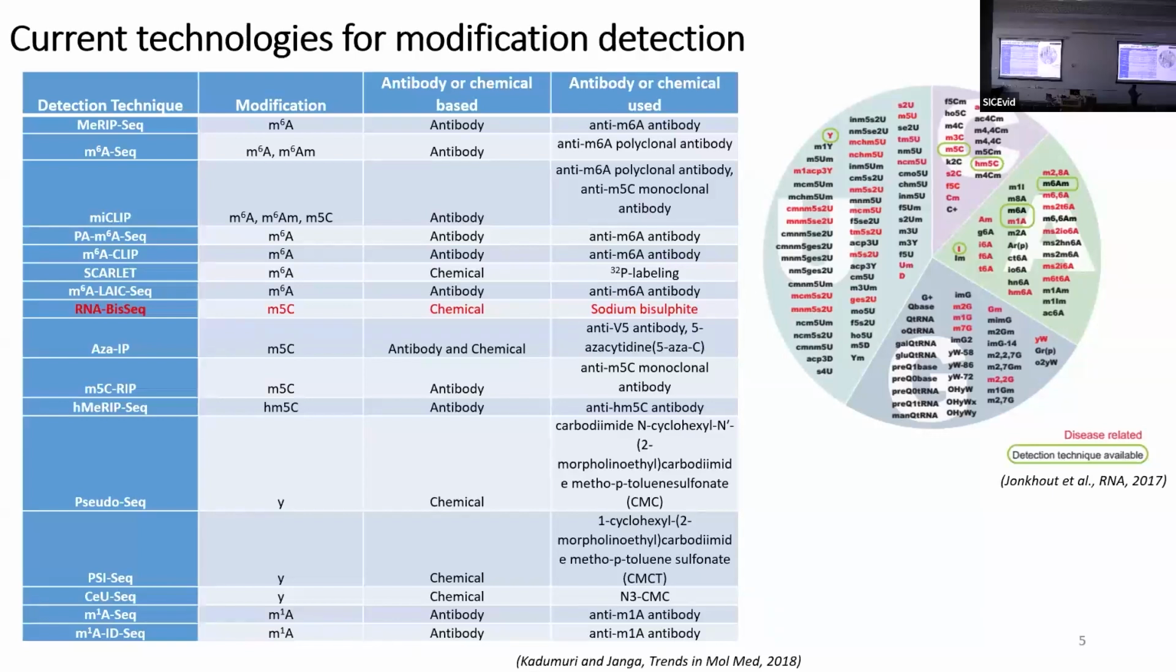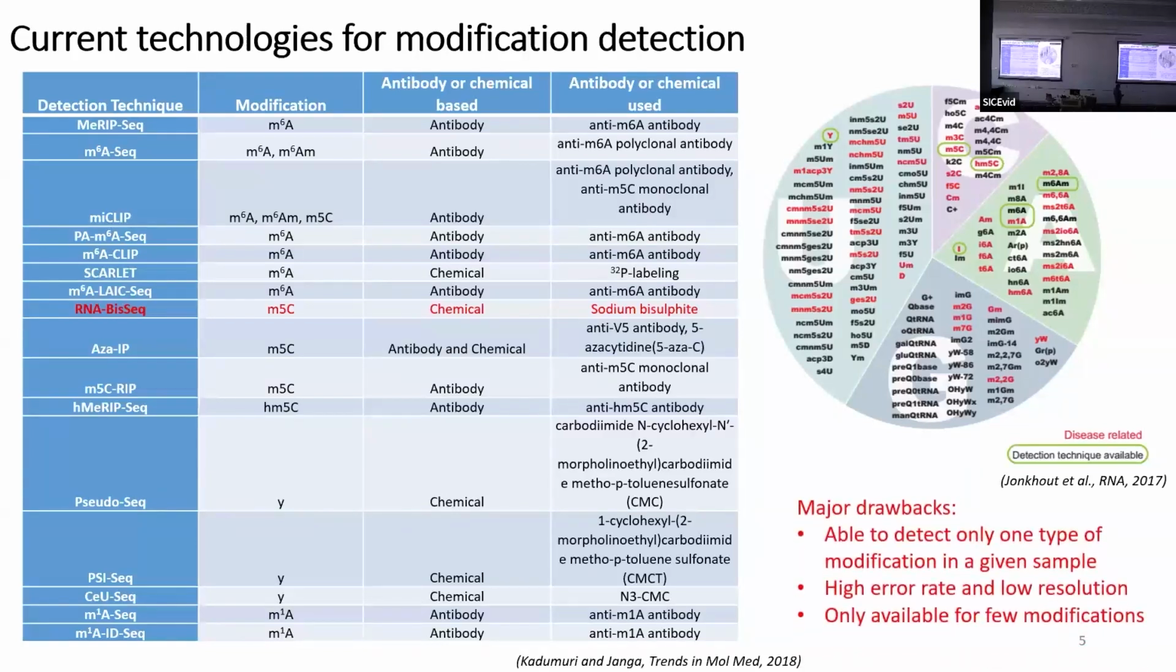In terms of diseases, this chart shows you what are the diseases. The diseases are marked in red. All these modifications in red have been documented to be associated with some disease. Now, the modifications for which techniques are available are circled in green. You would see that there are very few modifications for which detection techniques are available, although an even larger number of modifications have been documented to have disease relevance. Okay, so this suggests that most of these techniques are only able to detect one modification.